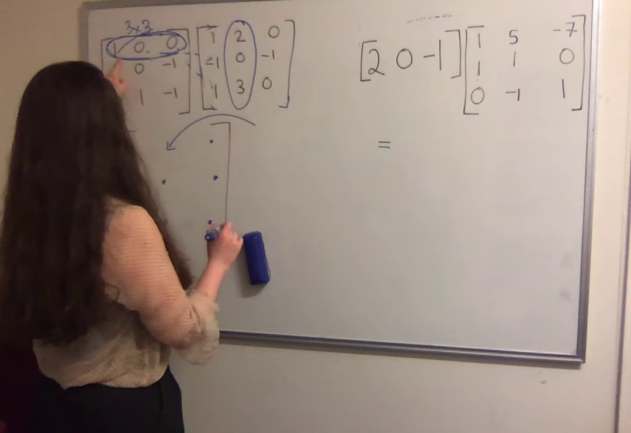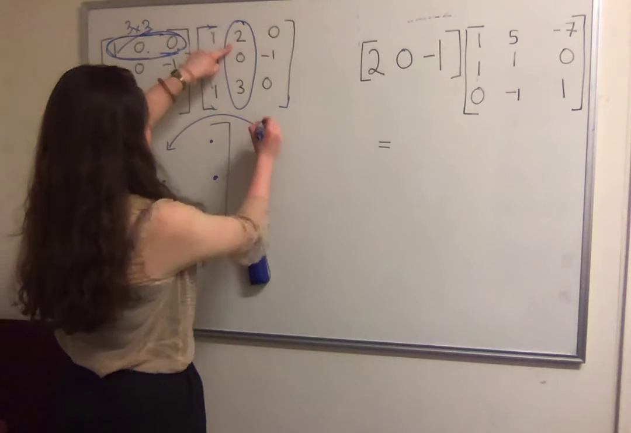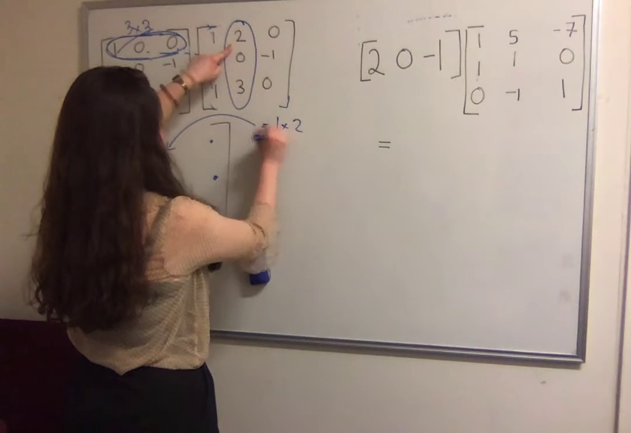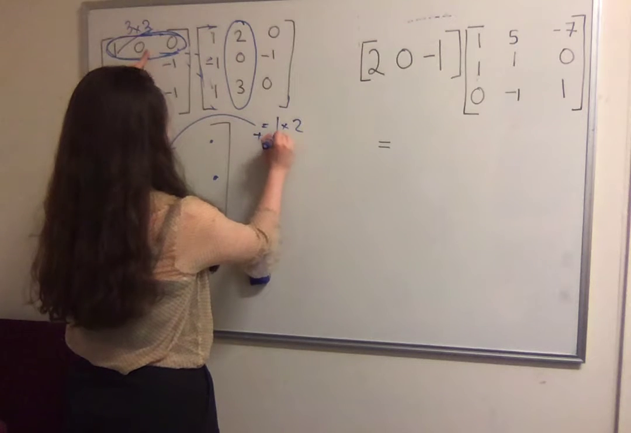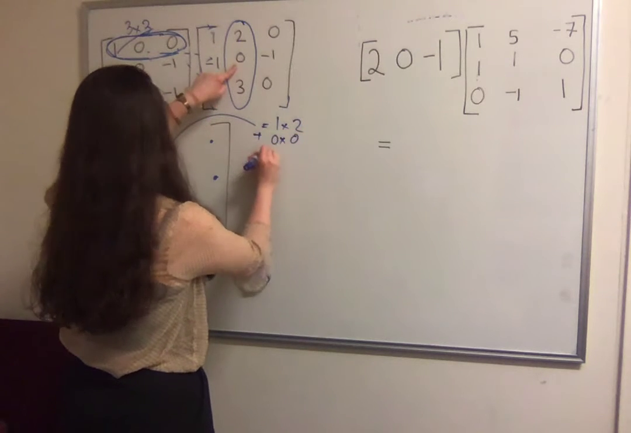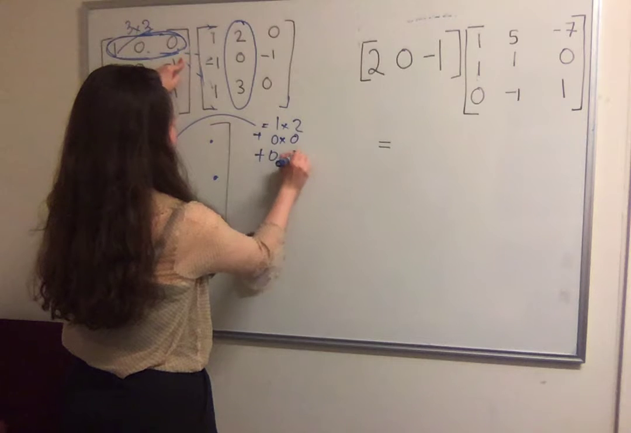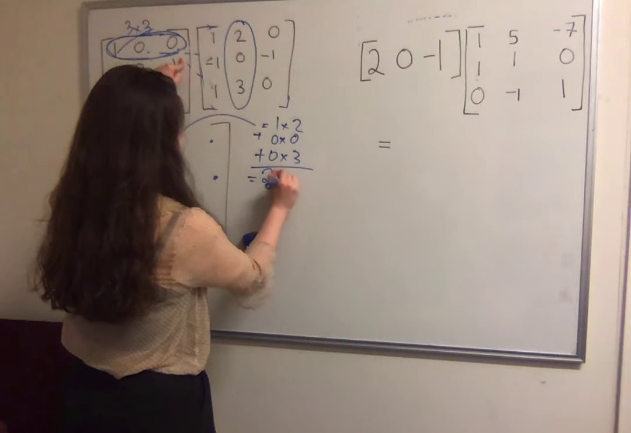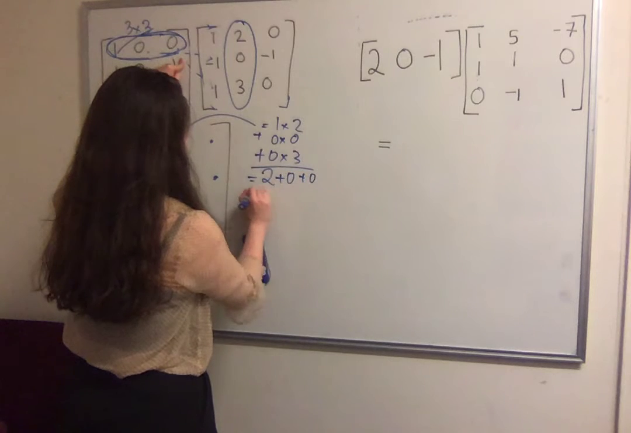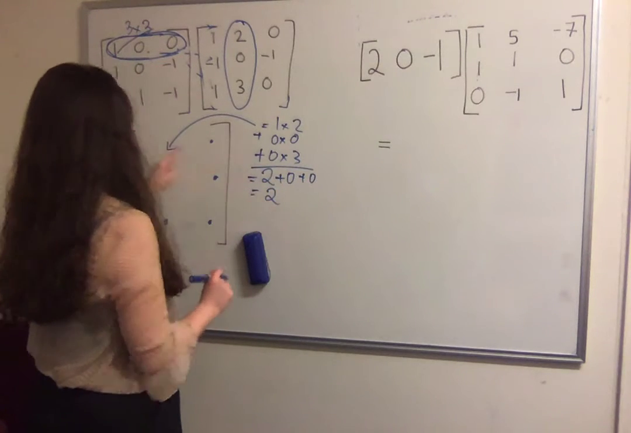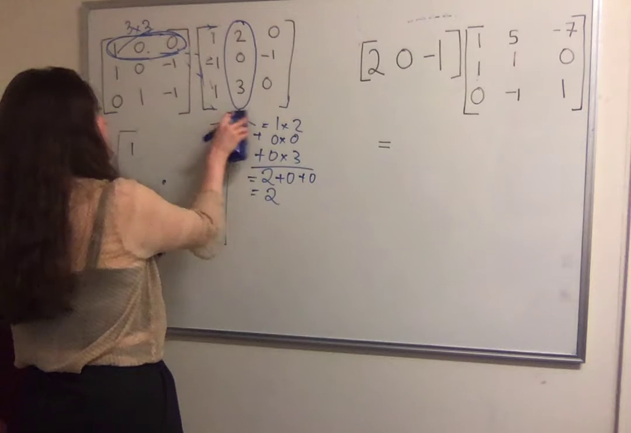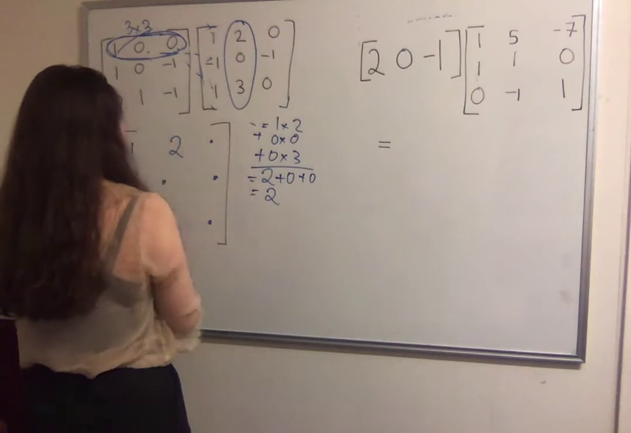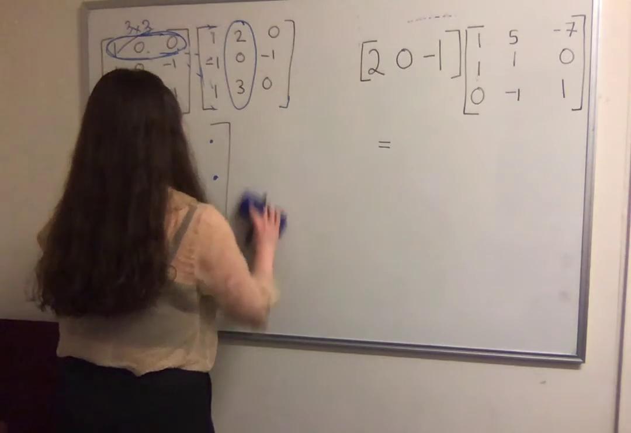This is going to look like 1 times 2 plus 0 times 0 plus 0 times 3. And so that's going to equal 2 plus 0 plus 0, which is equal to 2. And so that 2 goes in here. And so on and so forth.